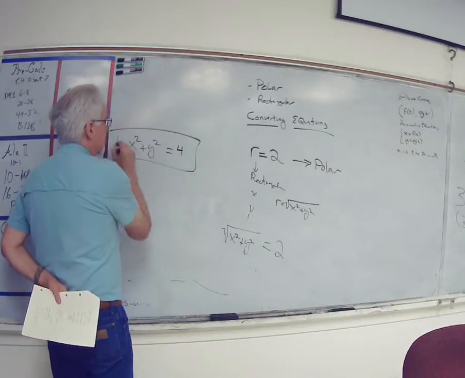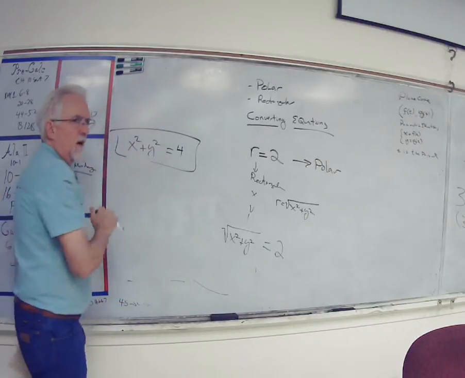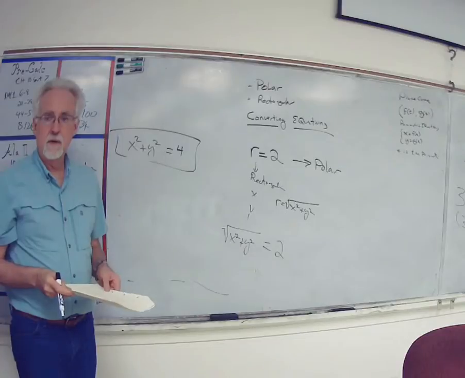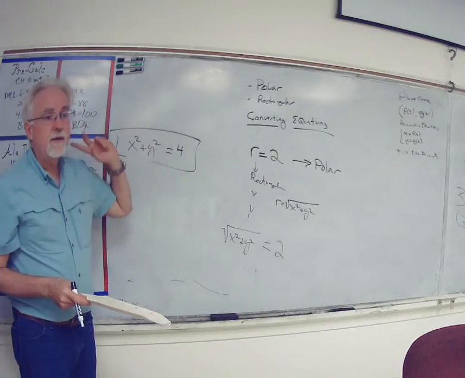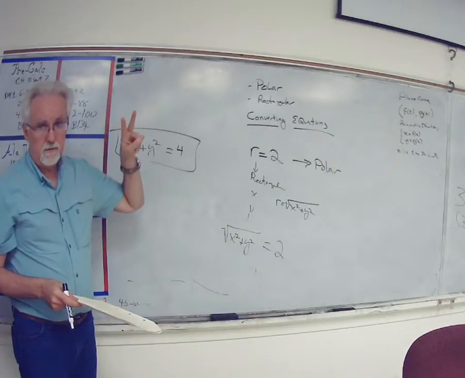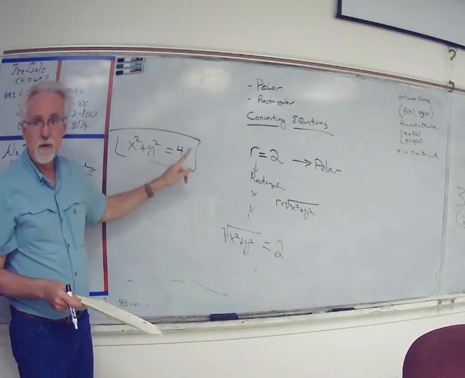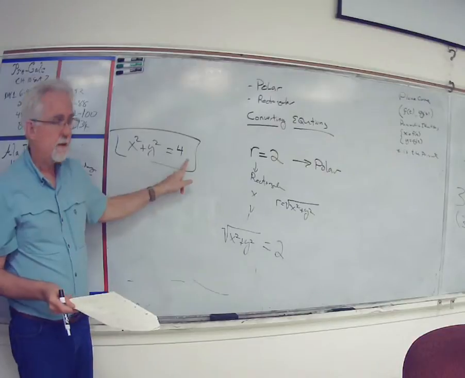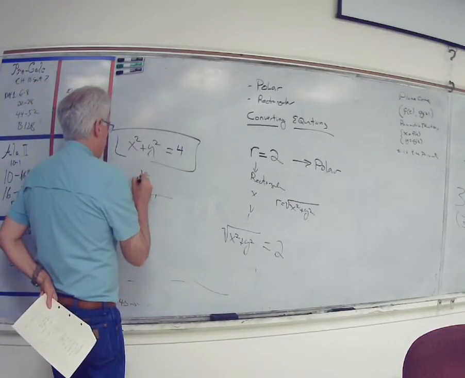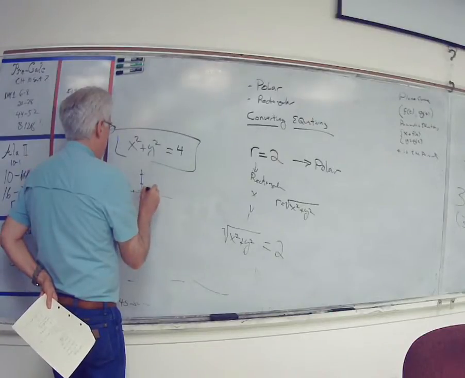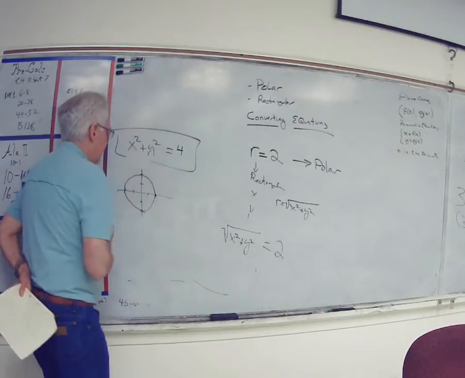And somebody should scream that this is a what? Circle. That's right. It's a circle. x squared plus y squared, a circle of radius 2, because x squared plus y squared is r squared. Well, think about this. So this would be 1, 2, 1, 2, 1, 2, 1, 2. It would be like that.